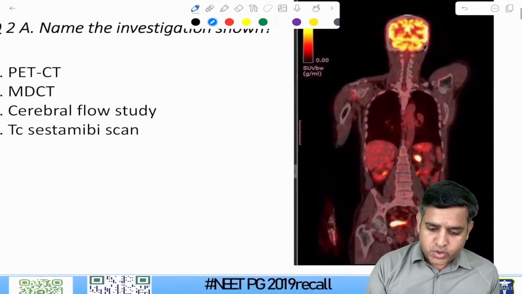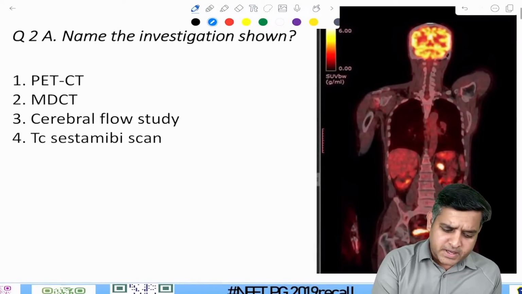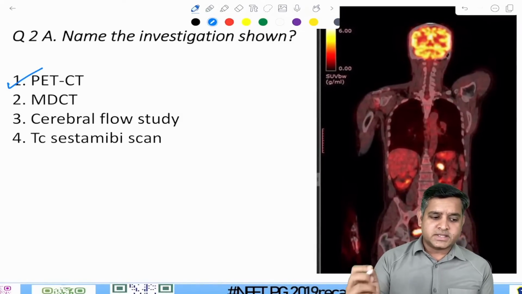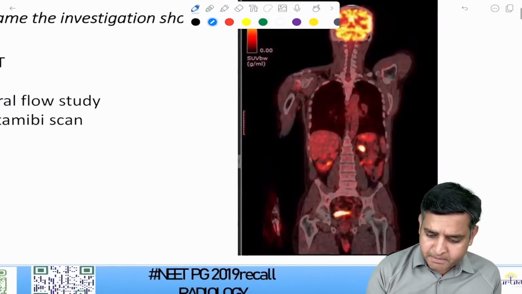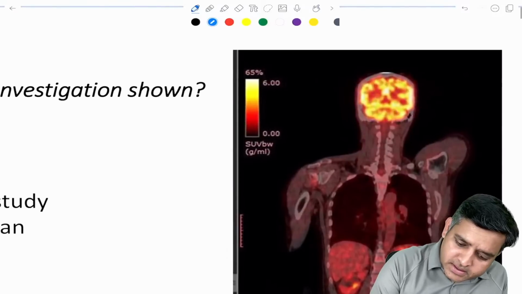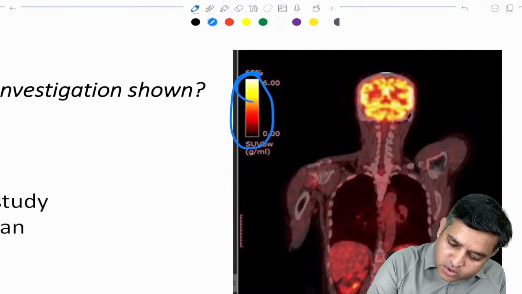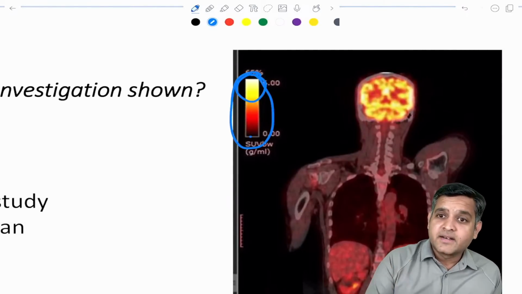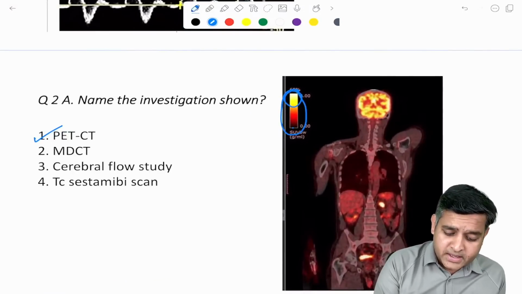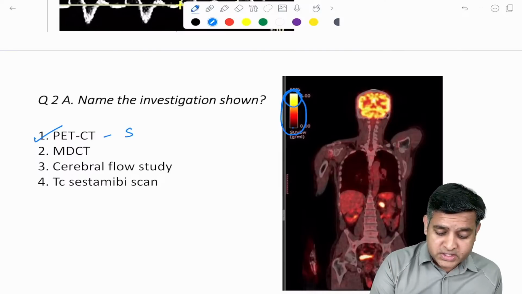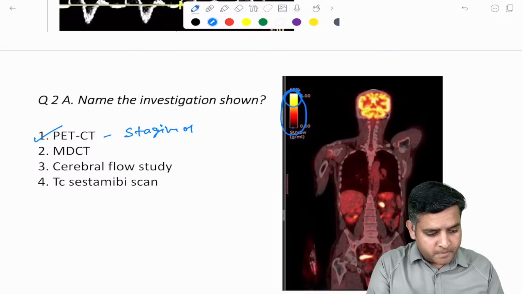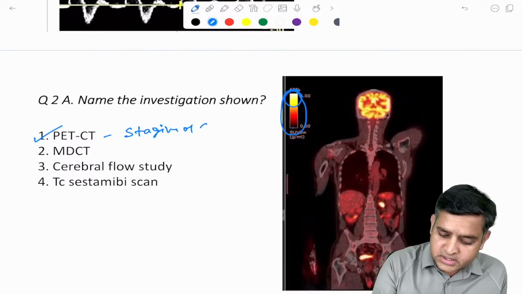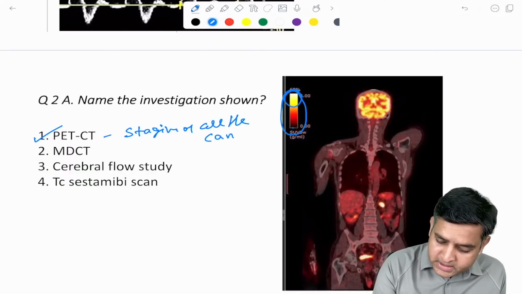Name the investigation shown. What do we see? It's again a very simple image. The answer is PET plus CT, and PET plus CT is PET-CT. Please remember, it's a bicolor image. Yellow color will represent higher activity, red color will represent lower activity. What is the utility of PET? PET is the most useful imaging investigation for staging of all the cancers in the body. Presently, the most useful imaging investigation for staging of all the cancers in the body is PET-CT.